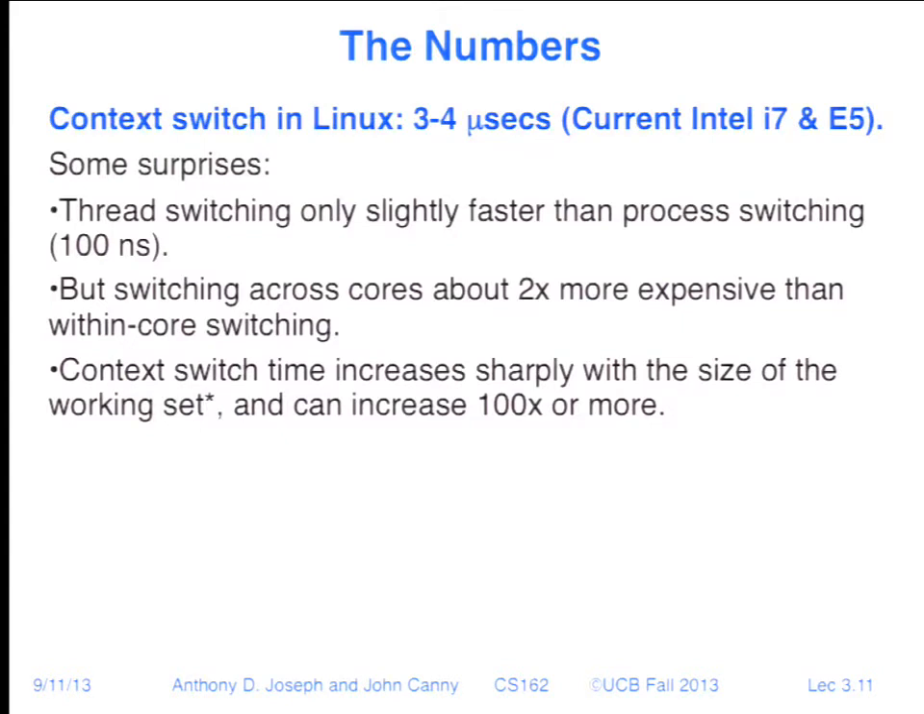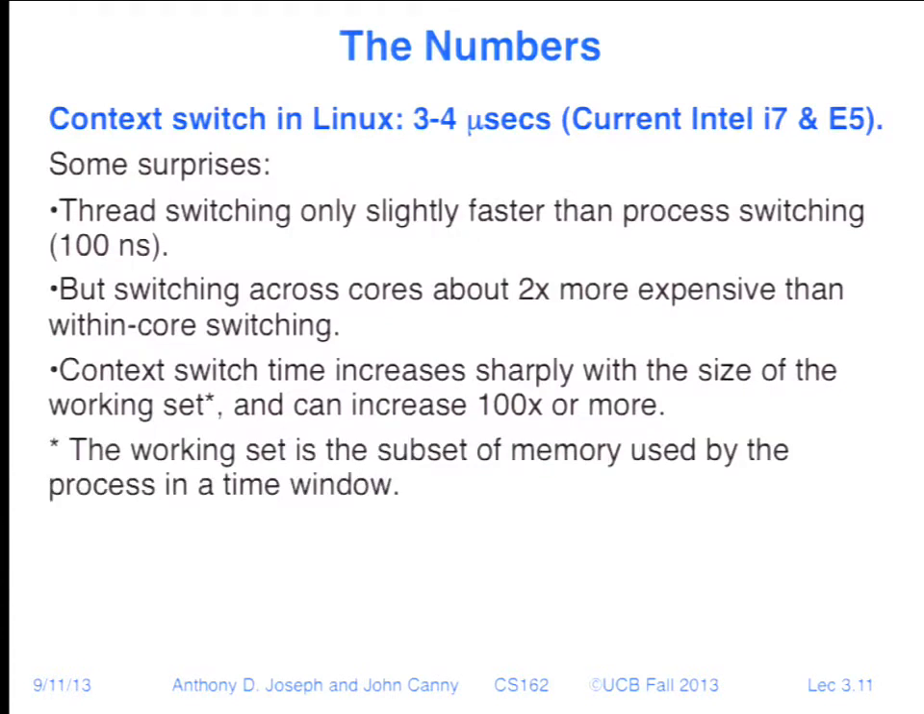Correct. If you have a big process with lots of threads, switching between those threads is going to take about the same amount of time as switching between two very simple processes that have a single thread. And both kinds are pretty common. All right. So the working set, I just explained that. That's just the set of memory locations that are used in a small amount of time.